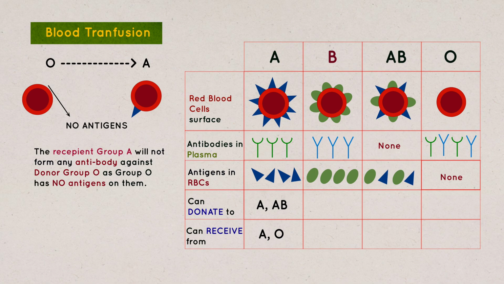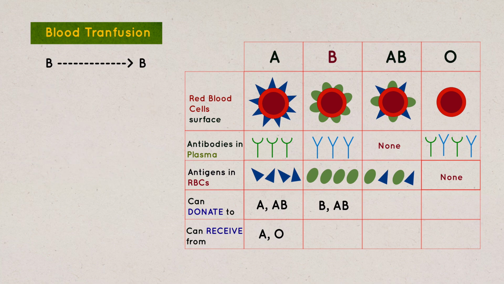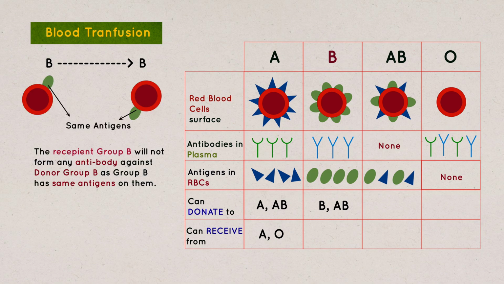Next, we will discuss group B. Let's see what blood groups group B can donate to. Group B can donate blood to group B and group AB. Let's see how it works. Group B can donate blood to group B because they have the same antigens in them. The recipient group B will recognize the B antigens of donor group B and will not produce any antibody.